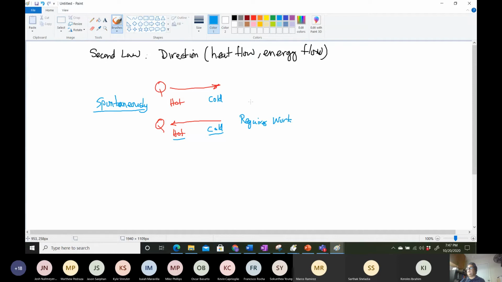So it can't happen spontaneously. This one happens, yes, spontaneously. It doesn't require any work. It just happens, right? But can anyone explain why heat always travels from hot to cold?